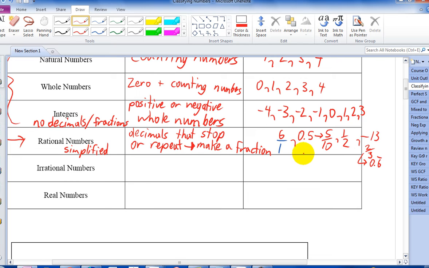What about something like square root 100? Well, first of all, you got to simplify it. This equals 10. Can you make 10 a fraction? Absolutely. You can make that 10 over 1. So a lot of the numbers that you know are all rational numbers. But what we are going to look at now is irrational numbers. So irrational numbers, you cannot make a fraction.